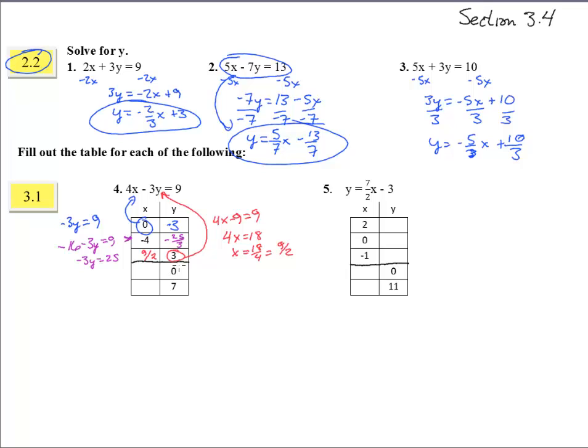We stick a 0 in. Now this is how we're going to get that x-intercept, by sticking y equals 0 in. So this is 4x minus 0 equals 9. Divide both sides by 4, and we get 9/4.